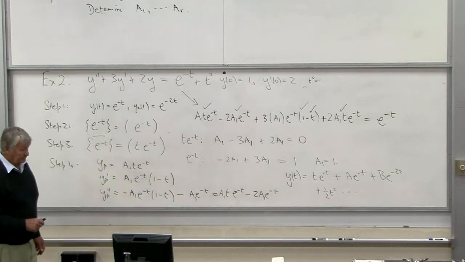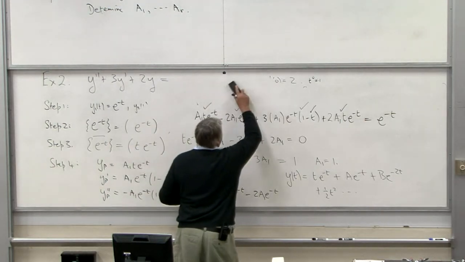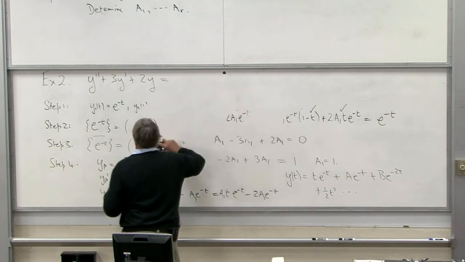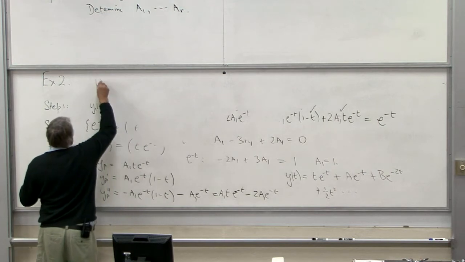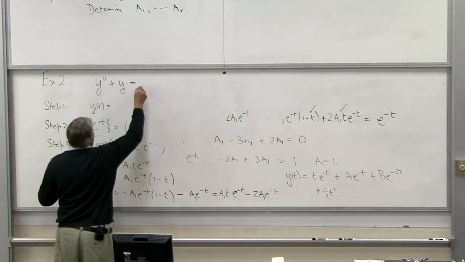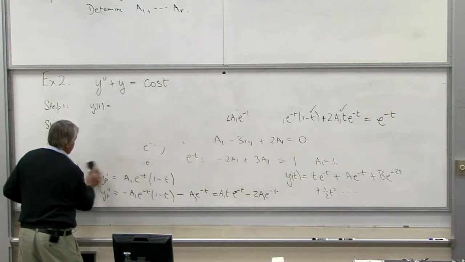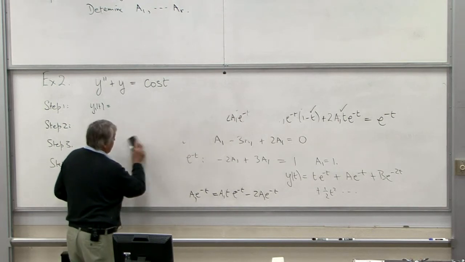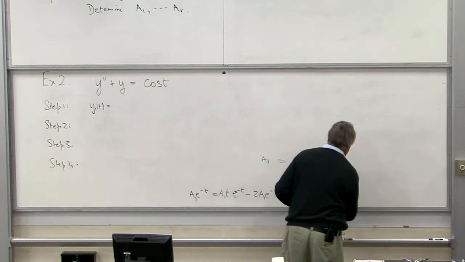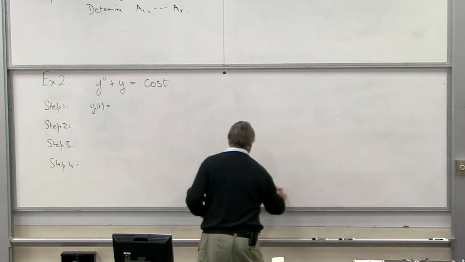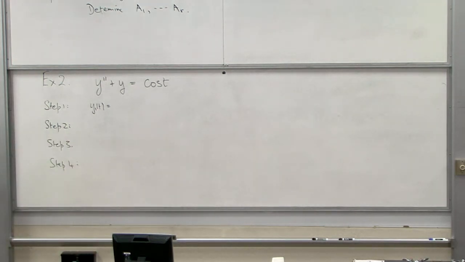All right. Another one. So, y double prime plus y equals cosine t. All right, first job. Find the solutions of the homogeneous equation.